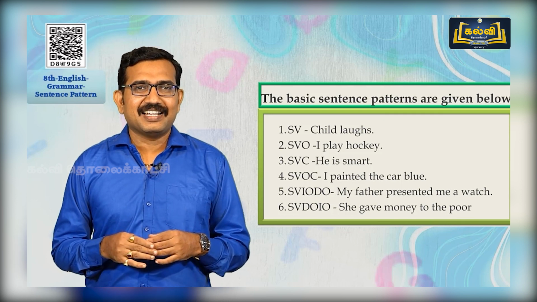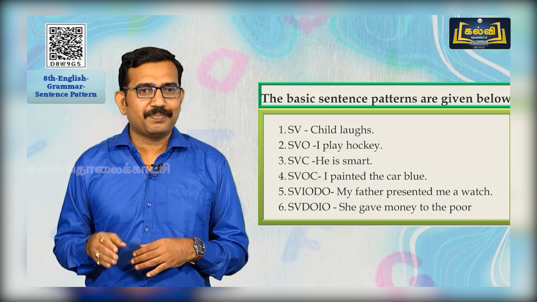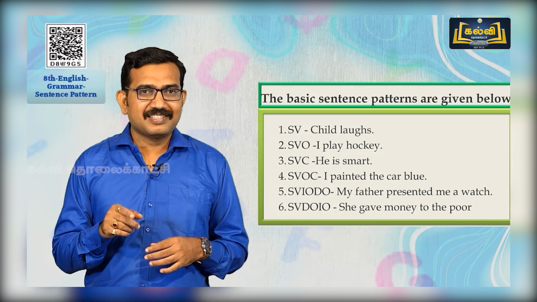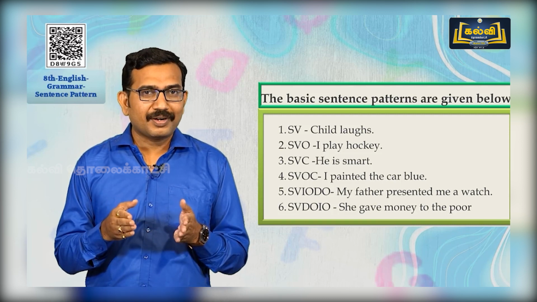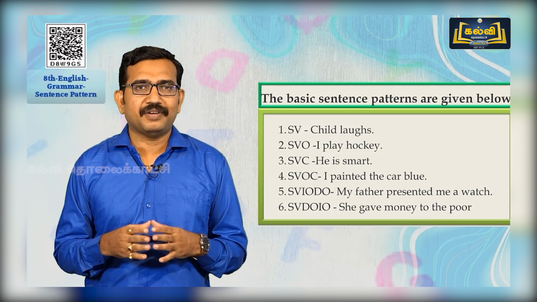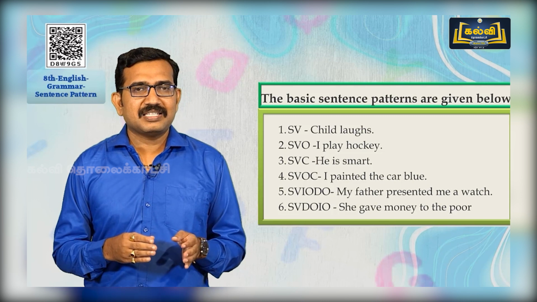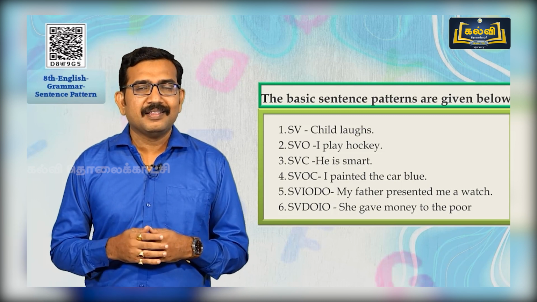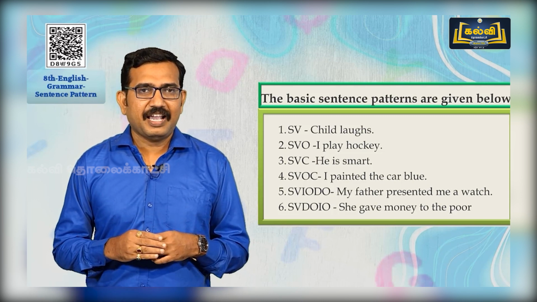The next pattern is SVC. That is subject, verb, complement. He is smart. You are smart. You are brilliant. Like that, you can frame sentences for SVC.